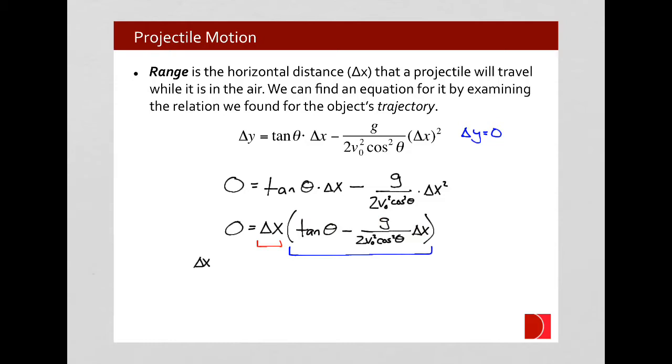Well, delta x could equal 0, but that corresponds to the initial point. This delta x equals 0 means that we're at 0 height because we are on the ground about to be launched or in the process of being launched. So that is a solution, but we'd call that a trivial solution because that's not giving us new information. So we'll discard that one. We'll focus instead on this other part of the equation and letting this term equal 0.